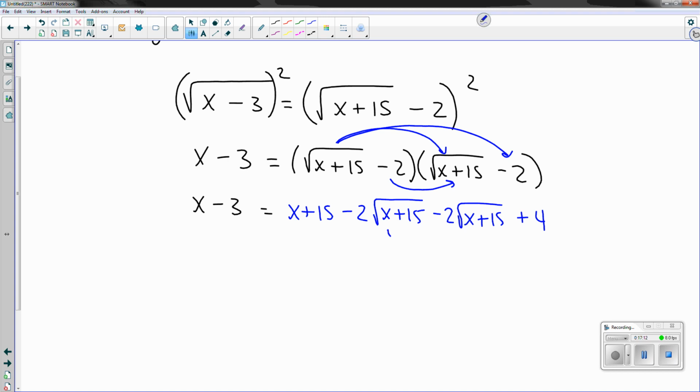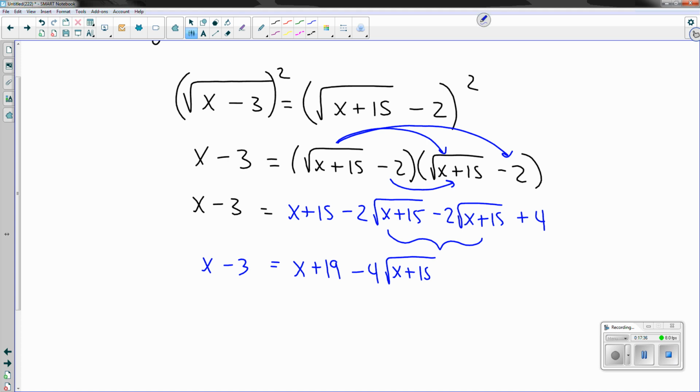I can combine these two because the square root of x plus 15 and square root of x plus 15 match. So we're essentially asking ourselves, how many square root of x plus 15s do I have? Well, I had -2 for a total of -4 square root of x plus 15. And I'm going to combine that 4 with that 15 for like terms here to a 19. We have x equals x minus 3.